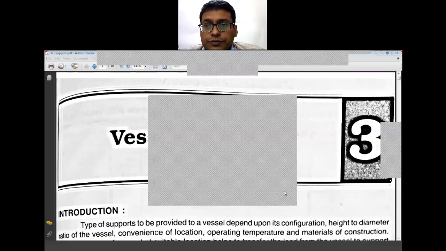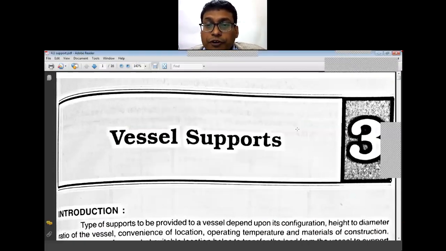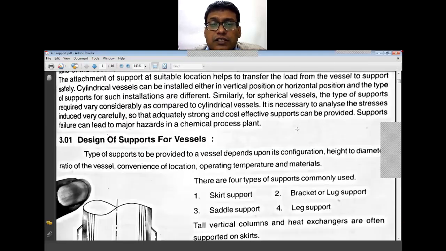Dear students, I welcome you to today's lecture on vessel supports, where we are going to discuss the designing of the skirt support. In general, vessels are supported with either of these types of support: the skirt support, bracket or lug support, saddle support, and the leg support.